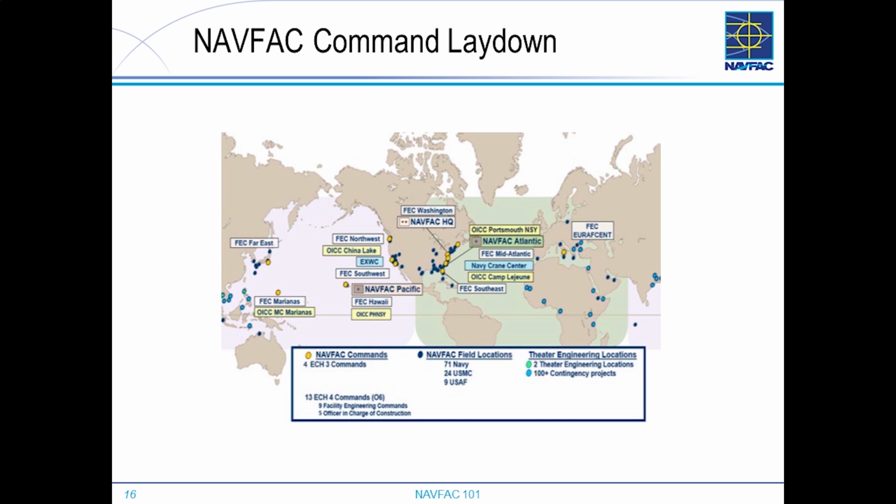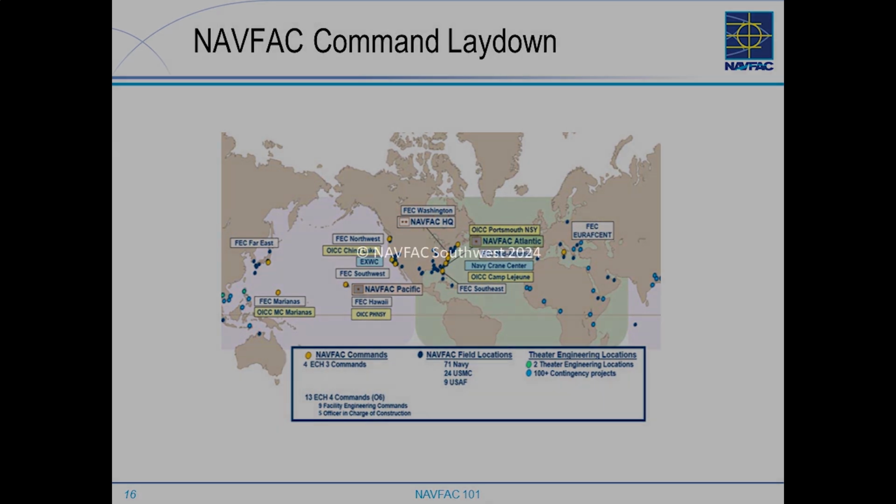If you look at this diagram, the green shaded area to the right is depicting the NAVFAC Atlantic AOR, area of responsibility, within the globe. On the left in the light pink is showing the NAVFAC Pacific area of responsibility. So this concludes this portion of the presentation.